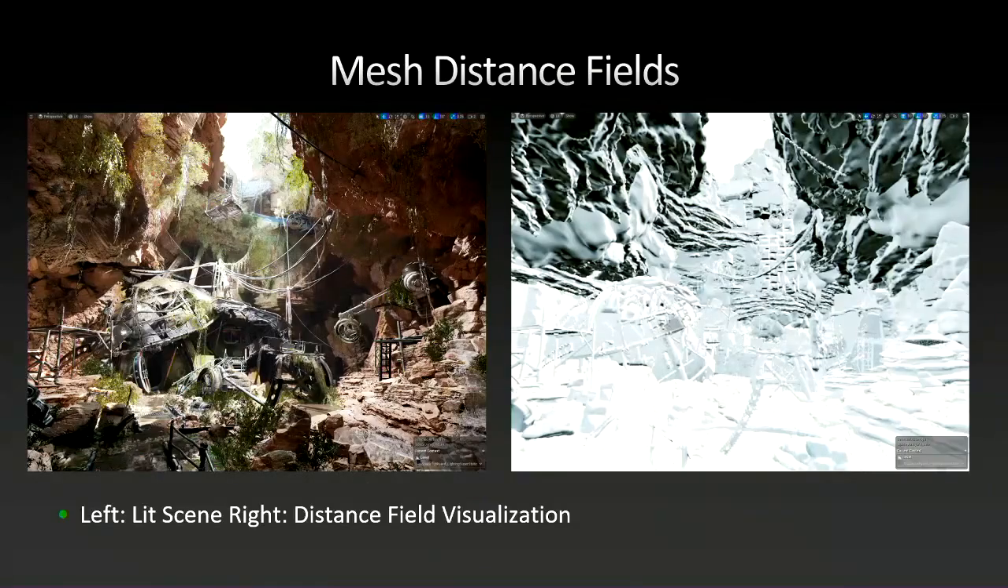Here's a visualization of what the mesh distance fields actually look like. They're a mathematical representation of what a mesh is inside of a texture. And they use that to cast rays around and figure out where to do stuff in the scene. So mesh distance fields are used for Lumen when the Lumen ray tracing isn't available. So if you don't have a ray tracing card, turn on mesh distance fields and you'll still get the same functionality.